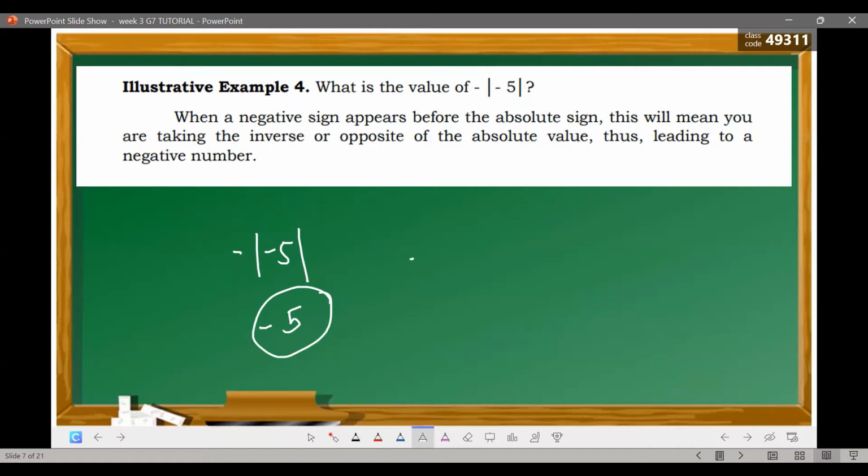Okay, for example, negative absolute value of +5. It's still the same. Since the absolute value of +5 is 5, but there is a negative outside before the absolute sign, we're just going to copy it. So the answer is still negative. Okay? I hope you get it.